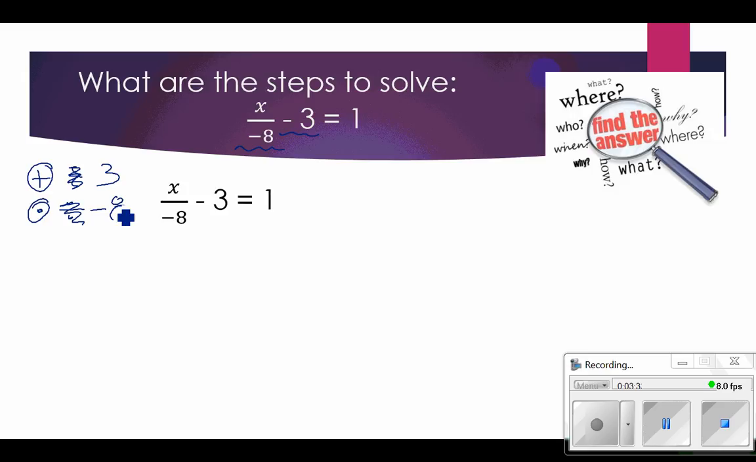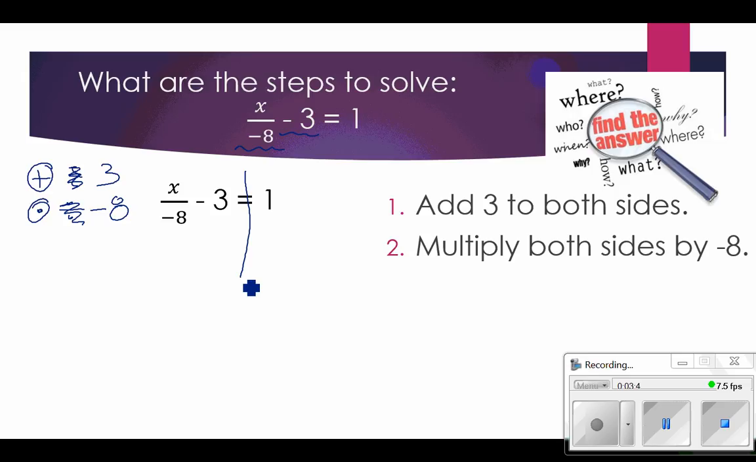So I'm going to bring the problem down and draw a line down the equal sign. We're starting with adding 3 to both sides. Plus 3, draw a line, and cancel. Bring down the x over negative 8 equals, and 1 plus 3, I don't need to do a t-chart for this because it's basic math, that equals 4. So that's my first step.